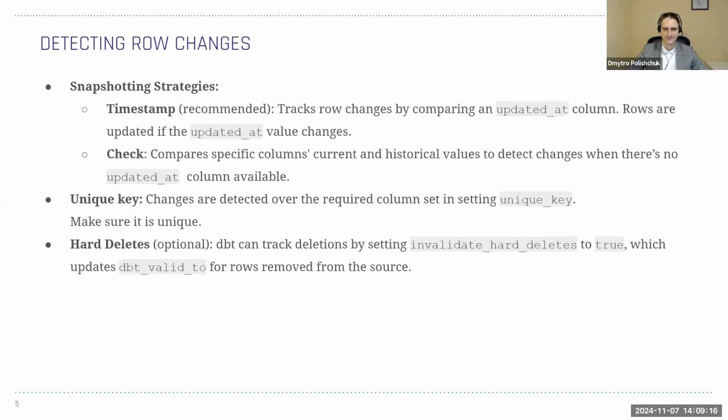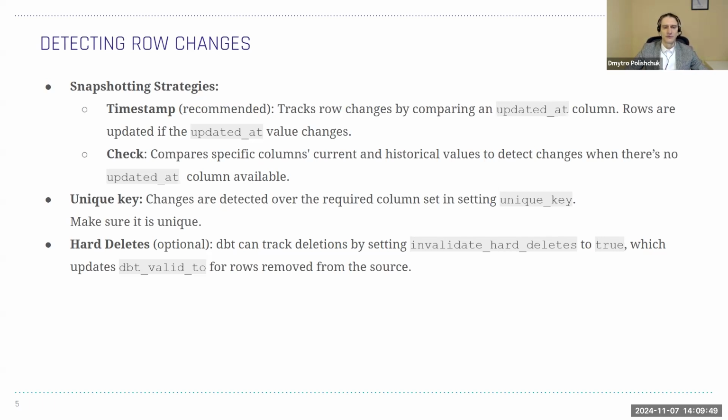On the other hand, the check strategy is useful when there is no reliable timestamp column in the source. Here, dbt compares specific or all columns in each row, depending on the snapshot configuration, and updates the snapshot record if any of these columns differ from the previous version. It's flexible, but can be resource intensive for tables with many rows or columns, as each comparison adds processing time.